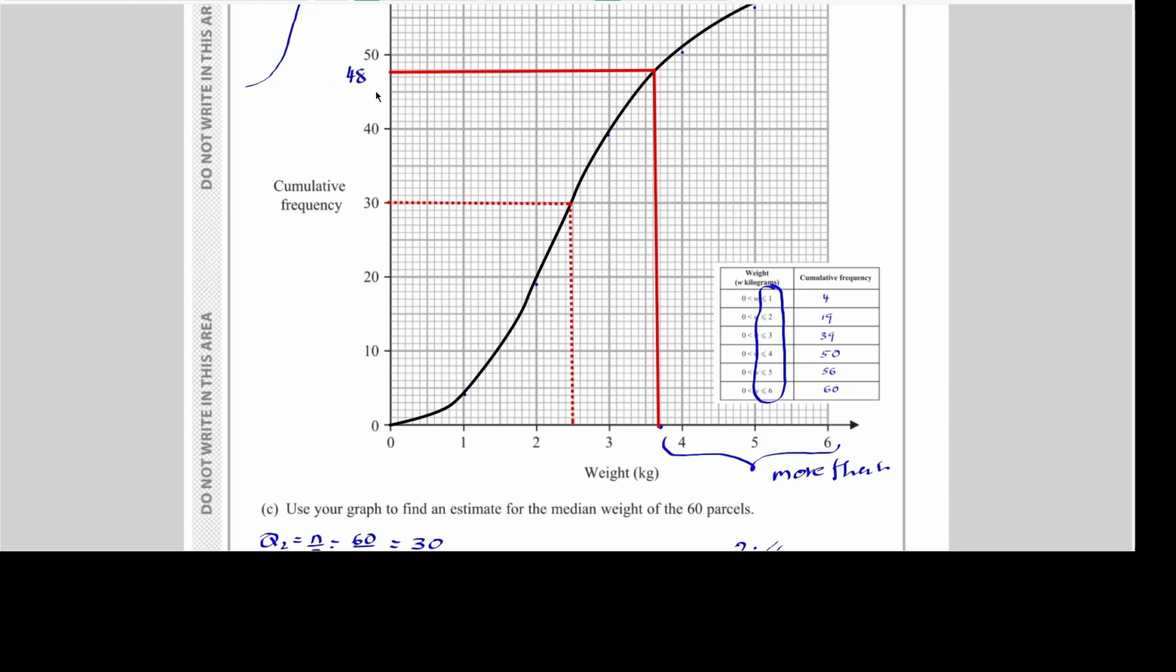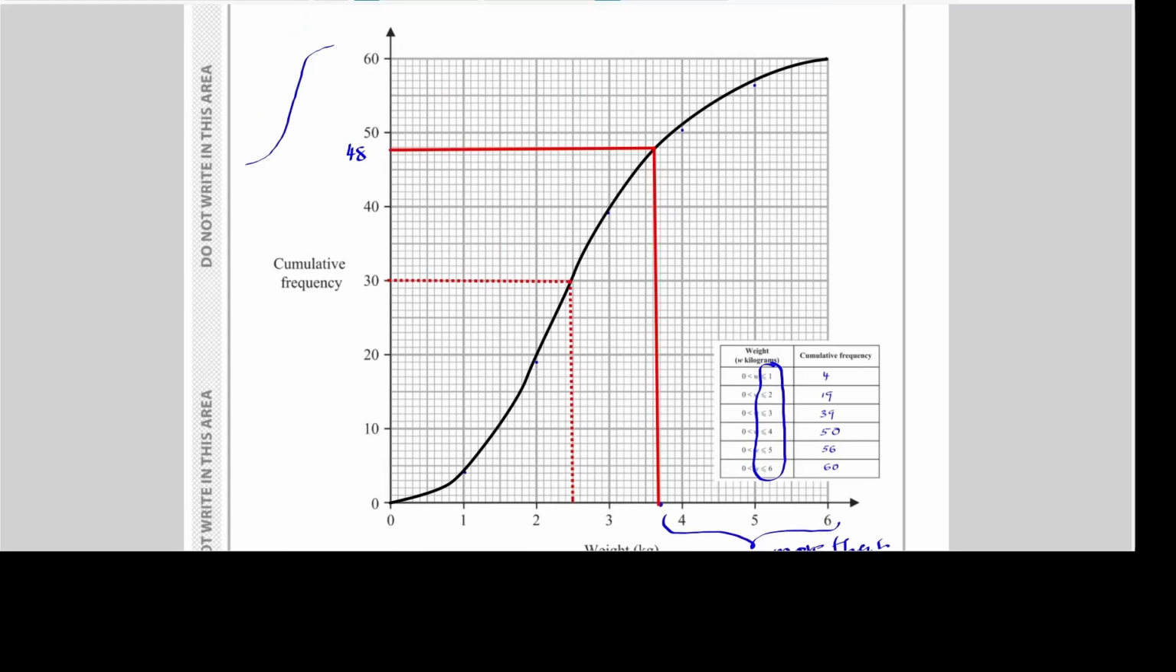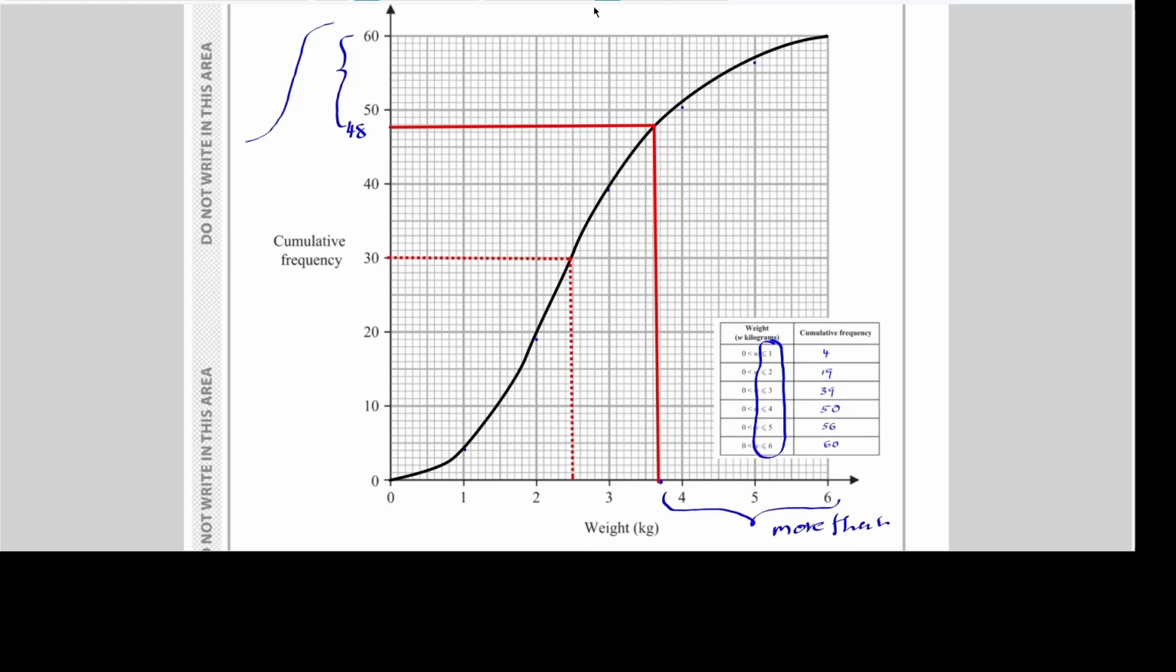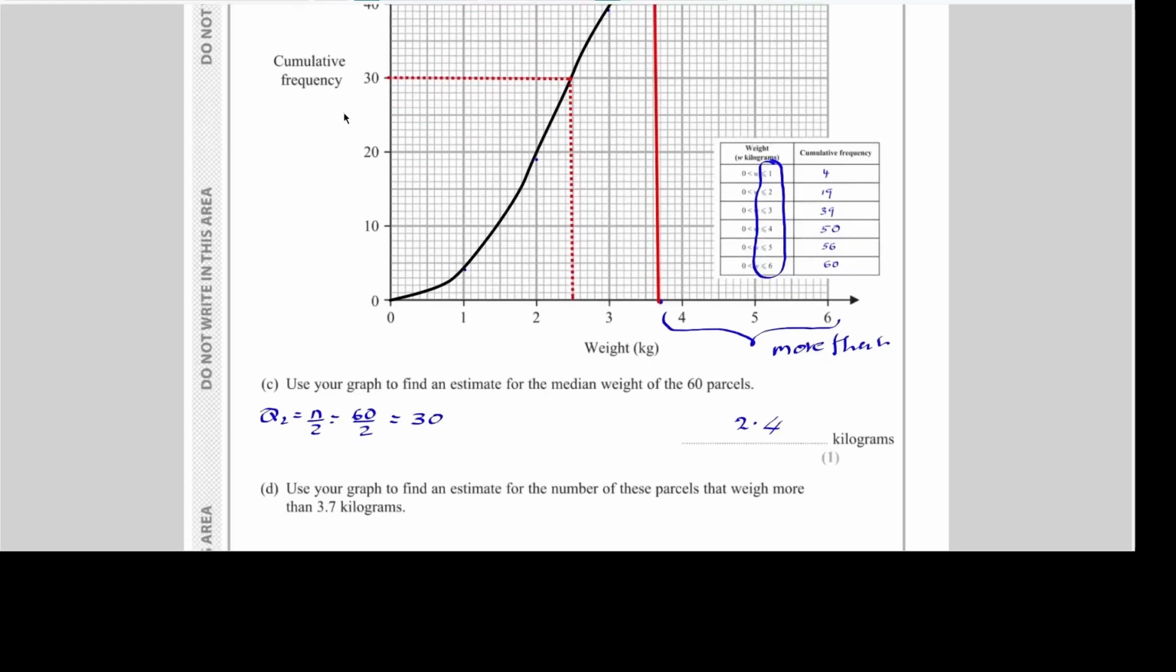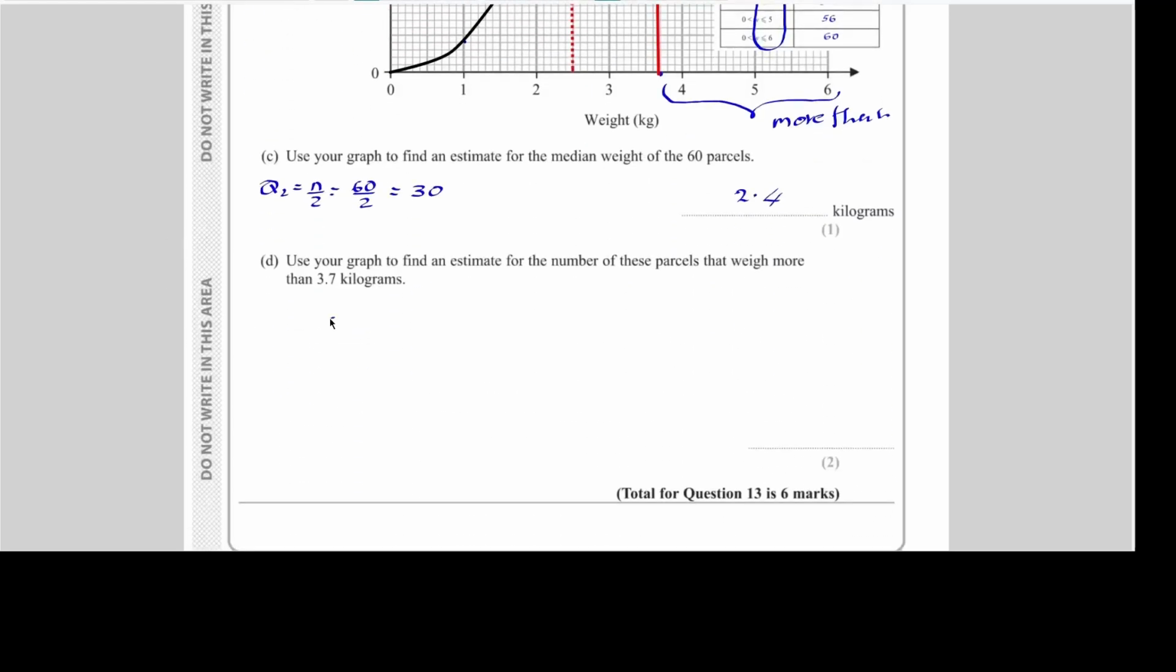I need to get more than, right? More than represents this side. Then I need to get the reading as 60 minus 48, because this much has to be taken. I know from here to here is 60, and from here to here is 48. If I want this gap, I need to subtract 60 minus 48, because it is more than, not less than, which is 12.